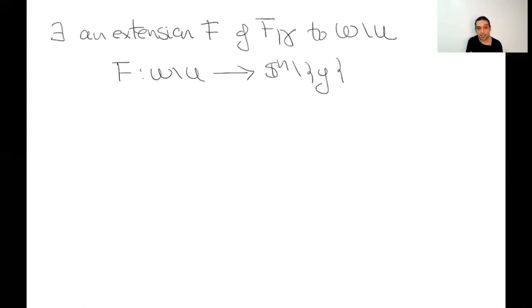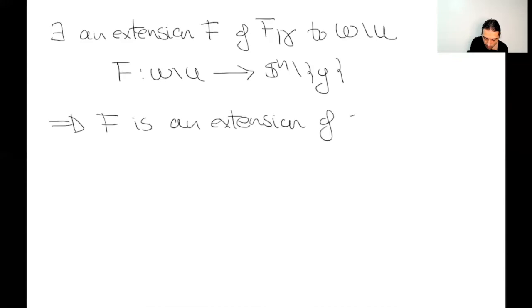And by pasting the two extensions that we got for F in the closure of U and in the complement of U, they are equal in the intersection of the closures of those sets. We get that capital F is a continuous extension of small f to W. And that's exactly what we want to prove.